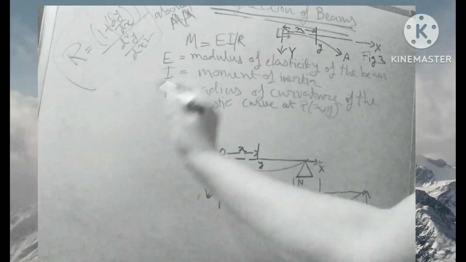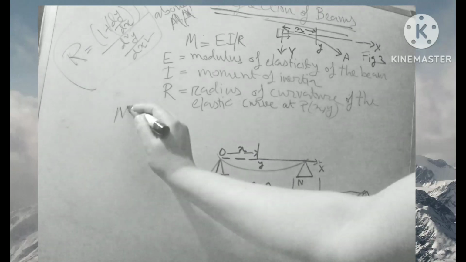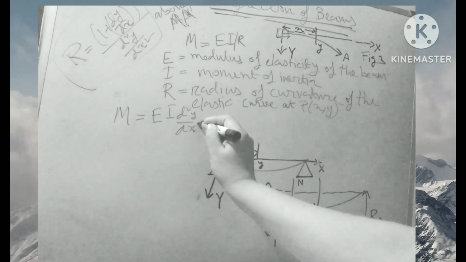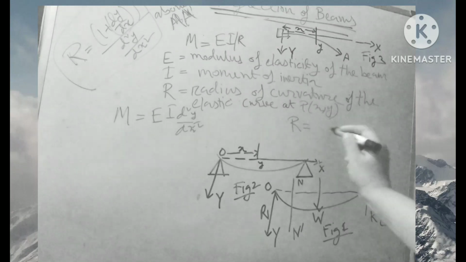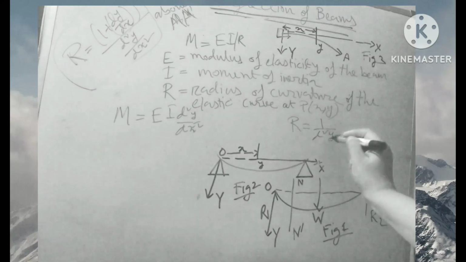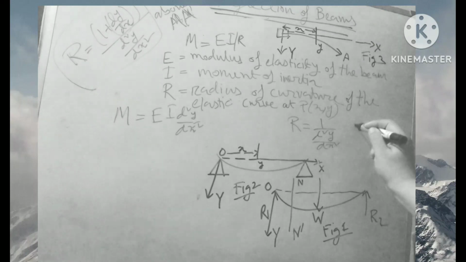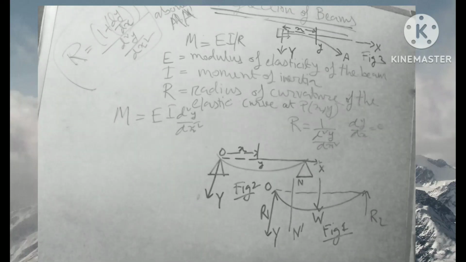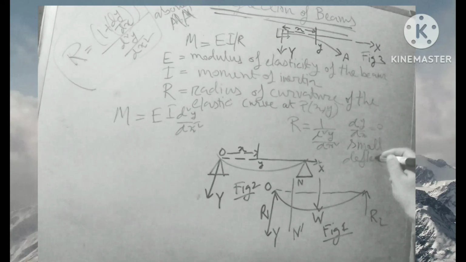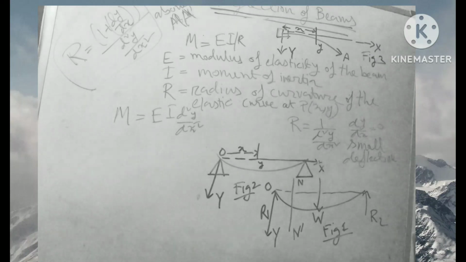So M equals EI times d square y divided by dx square, as R equals 1 by d square y divided by dx square, since dy by dx equals 0 for small deflections. Okay, I hope it is clear.